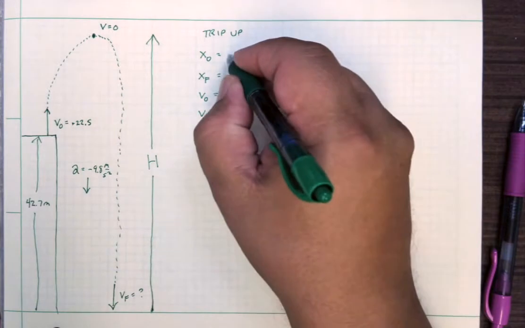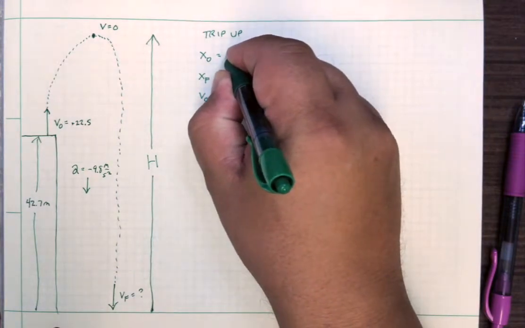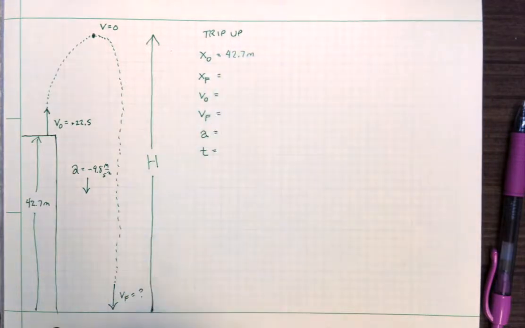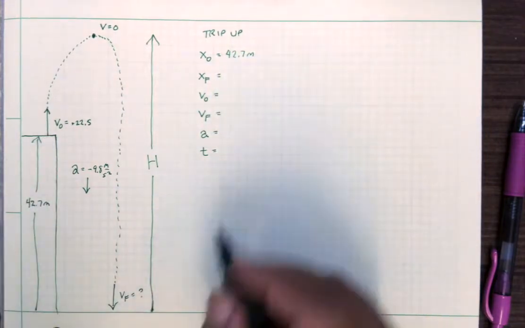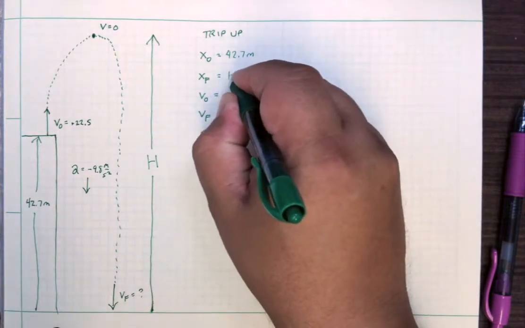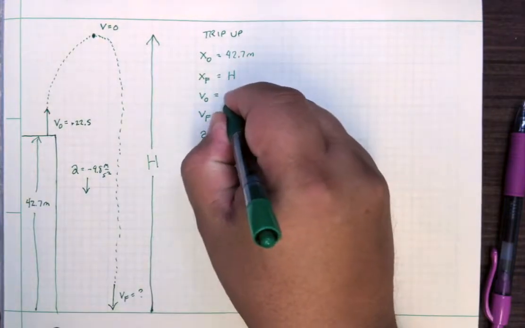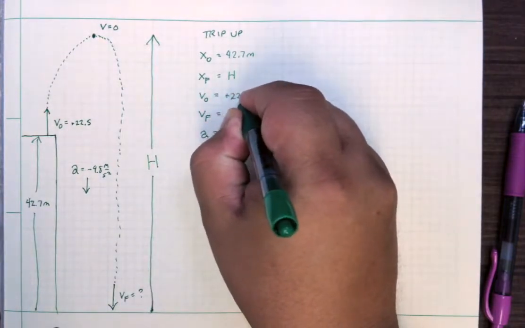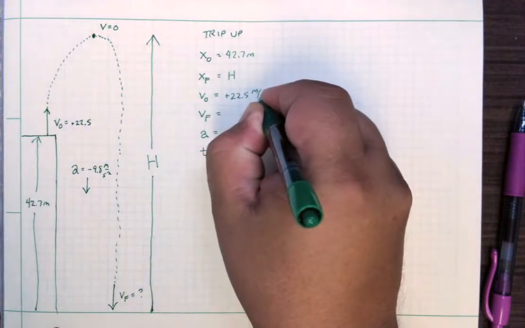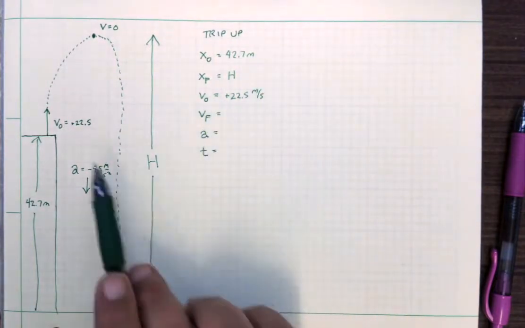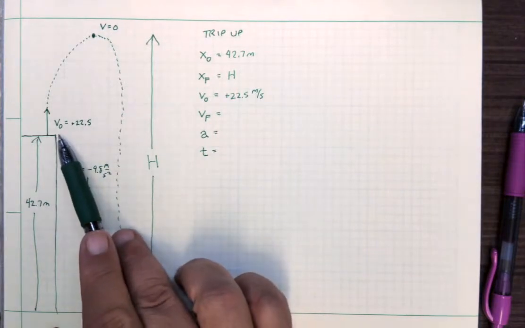In this case, we are told that the initial position is 42.7 meters. That's our position here at the top of the cliff. The final position is the height, which is what we're trying to find in the problem. The initial velocity is plus 22.5 meters per second. Notice I've taken pains to put the plus sign there to signify that the initial velocity is upward.